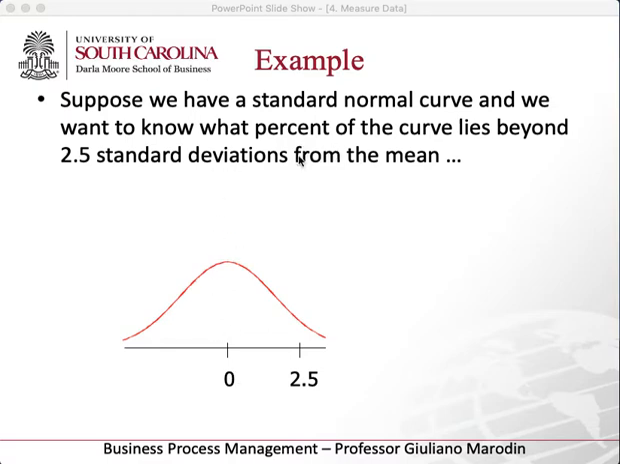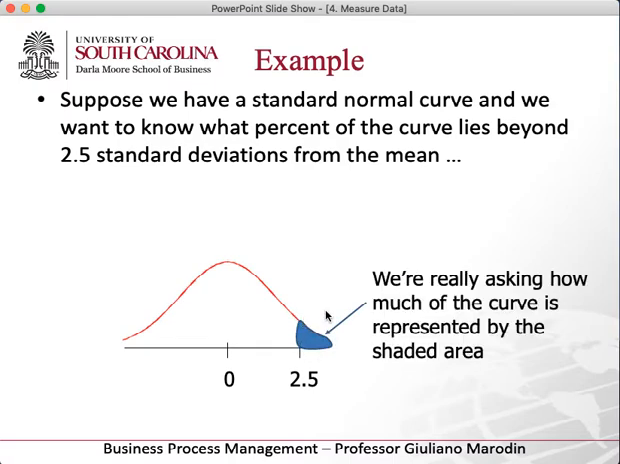And I want to know what percentage is more than 2.5 standard deviations from the mean. So I want to say that if everything is less than 2.5, it's good. More than 2.5, it's bad. What is that area going to be? How do I find that out? How do I find this area?